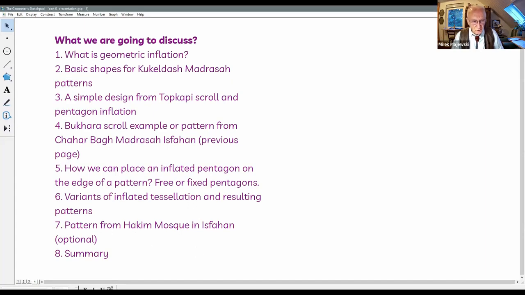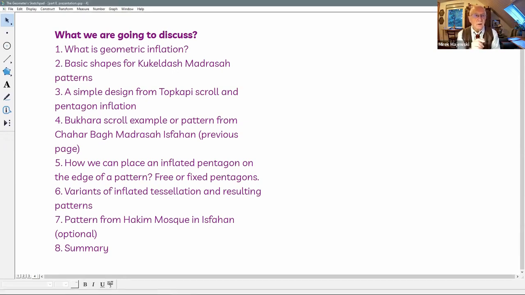I will shut the Penrose thing. So what is geometric inflation? I will try to explain it with very simple examples, but I know that in this group there are also my students, so we will have to talk about geometric inflation in the future, because this is really the key to many fantastic designs. If you remember, I wrote the book about the Topkapi scroll and patterns in the Topkapi scroll. I talked there also about geometric inflation. So if you don't have this book, you have to go to Amazon and get it.